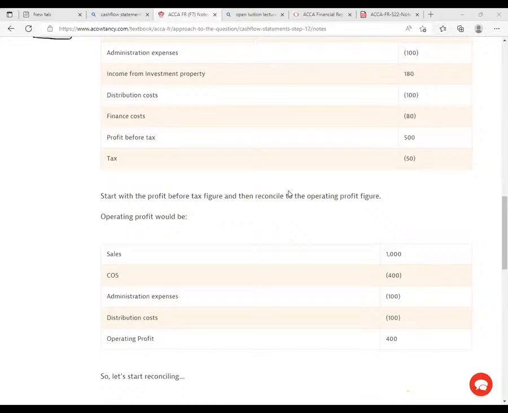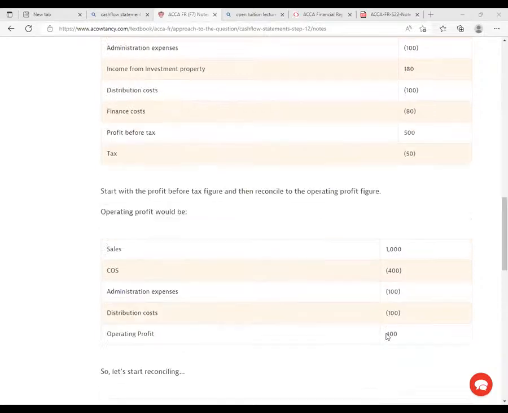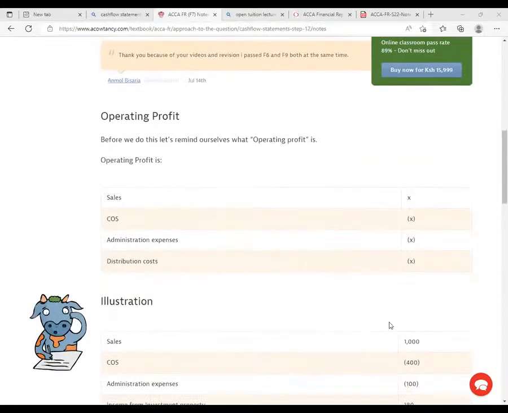So remember, I gave you a formula up there. I told you to get operating profit, you take sales, cost of sales, administration expenses, distribution costs. If you take 1,000 minus this, minus this, minus this, you will be able to see straight away an operating profit of 400. Because up here, if you remember, I gave you the format of getting operating profit.